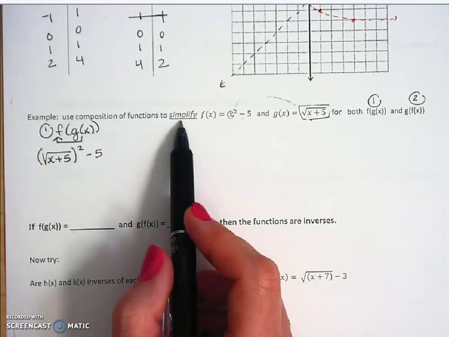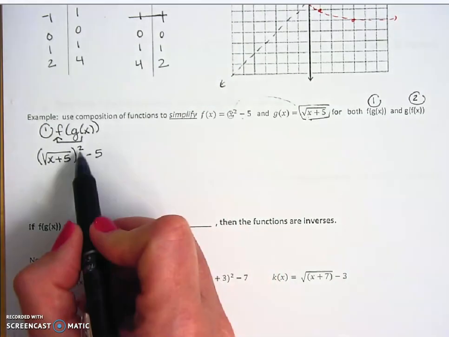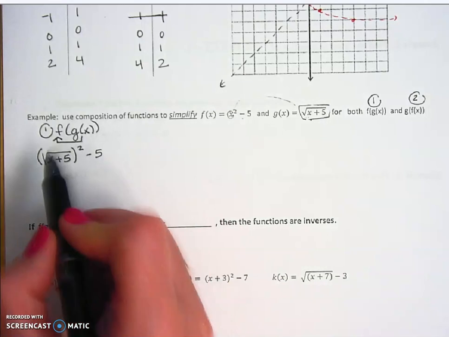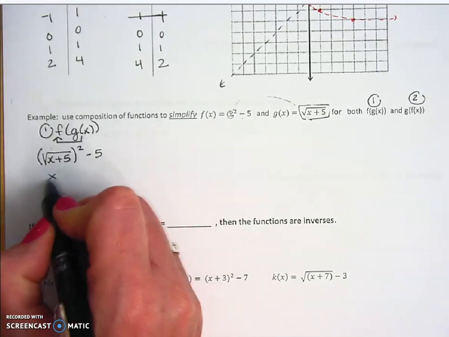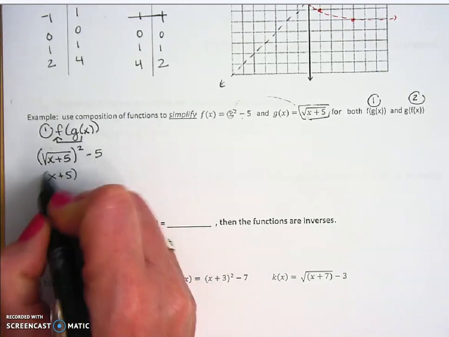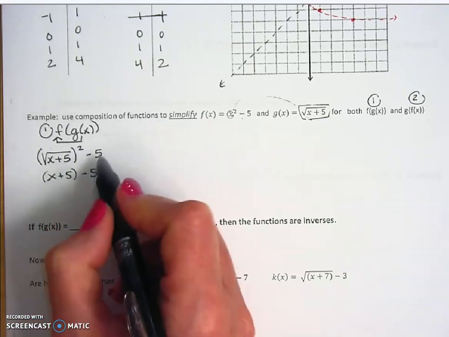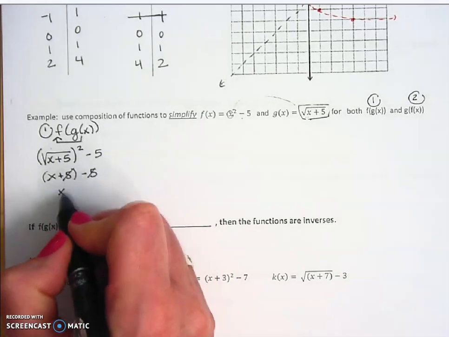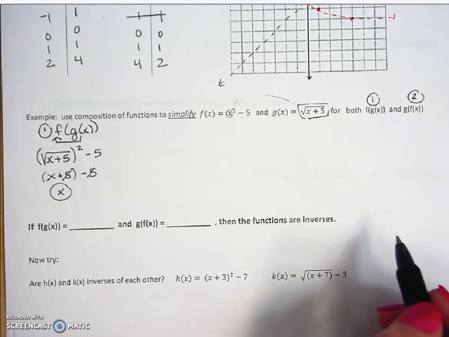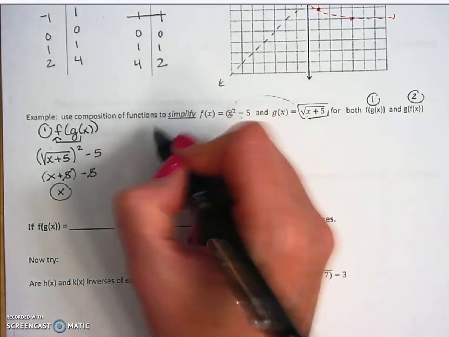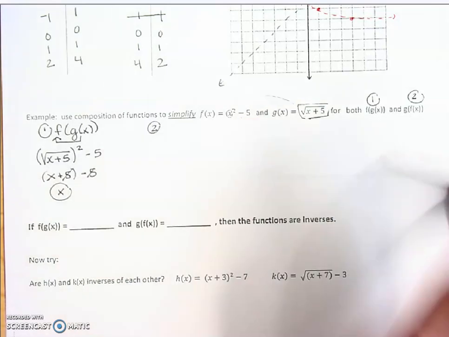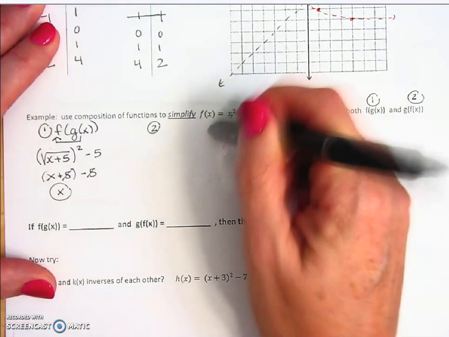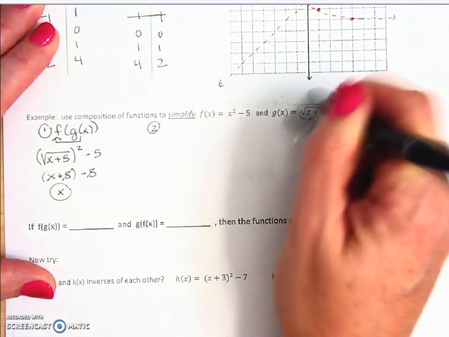And so now the instructions say to simplify that. So I notice that the square cancels out the square root, leaving me x plus 5. And then I have this minus 5. And now the 5's cancel each other out, leaving me just x. Right? So now I'm going to see what happens when I do composition of functions by plugging f into g.